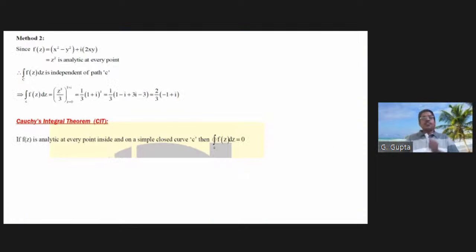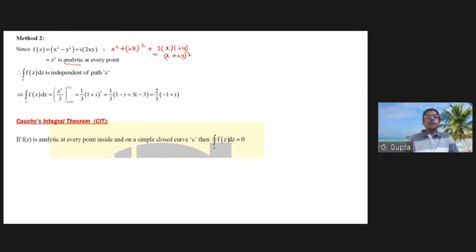See method 2. f of z is equal to x square minus y square plus I times 2xy. This can be written as: x square minus y square can be written as I times y whole square, plus 2 into x into iy, which is I into 2xy. This looks like a square plus b square plus 2ab. So that is x plus iy whole square. x plus iy is nothing but z. So finally f of z is z square. That polynomial function is always analytic. Exponential function, in the previous slides I explained, is analytic at every point.